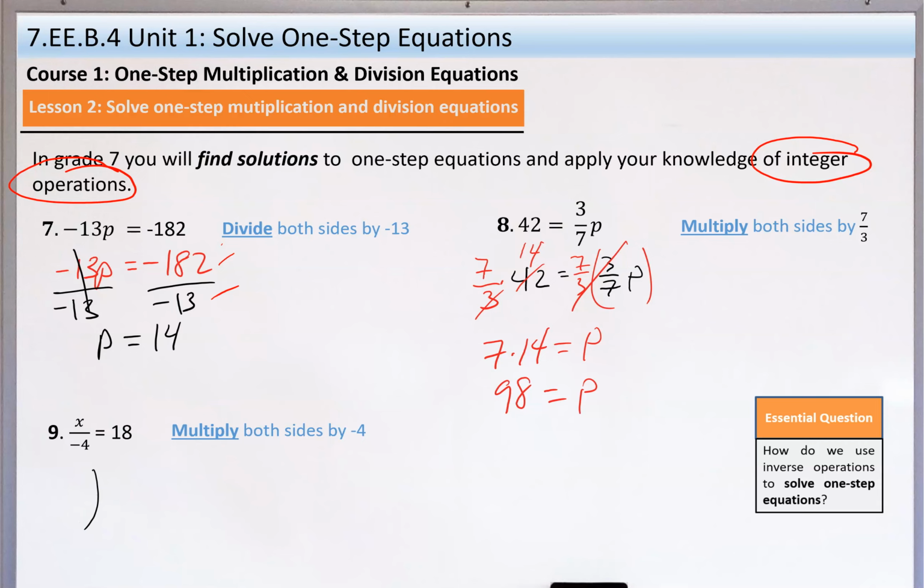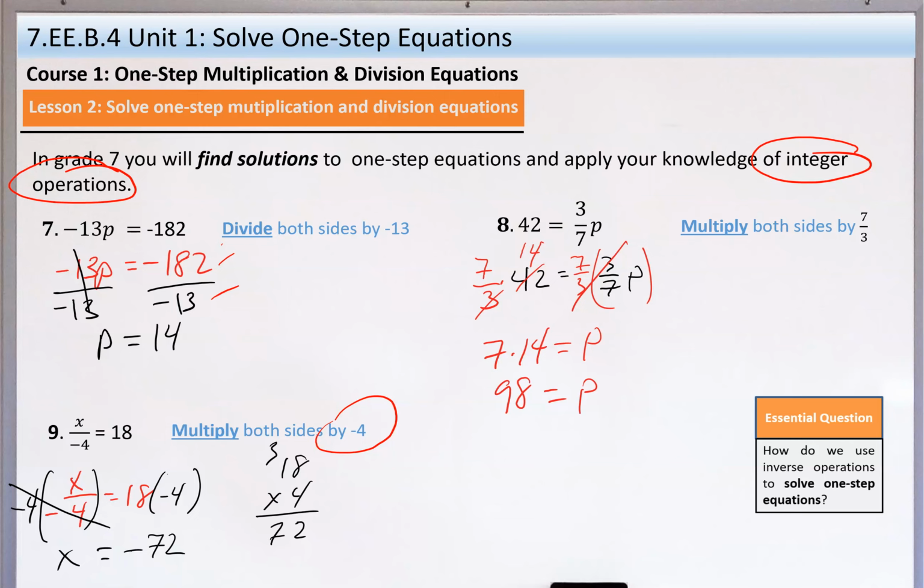And the next problem. I'm dividing by a negative 4. So the inverse operation is to multiply by negative 4. So that negative 4 in my denominator will cancel out. Now I know my answer has to be negative. Why? Because I'm multiplying a positive times a negative. That's going to give me a negative answer. So no need to make that mistake. I see right off it's going to be negative. 18 times negative 4 is negative 72.